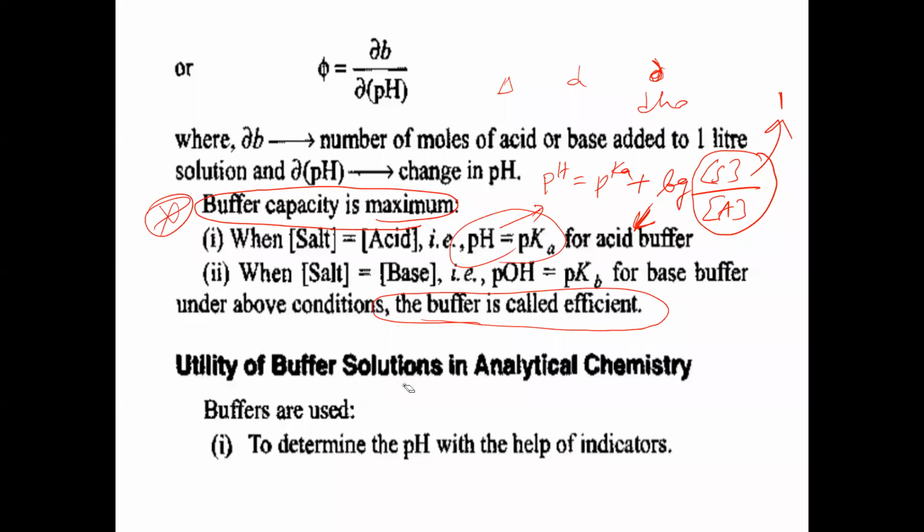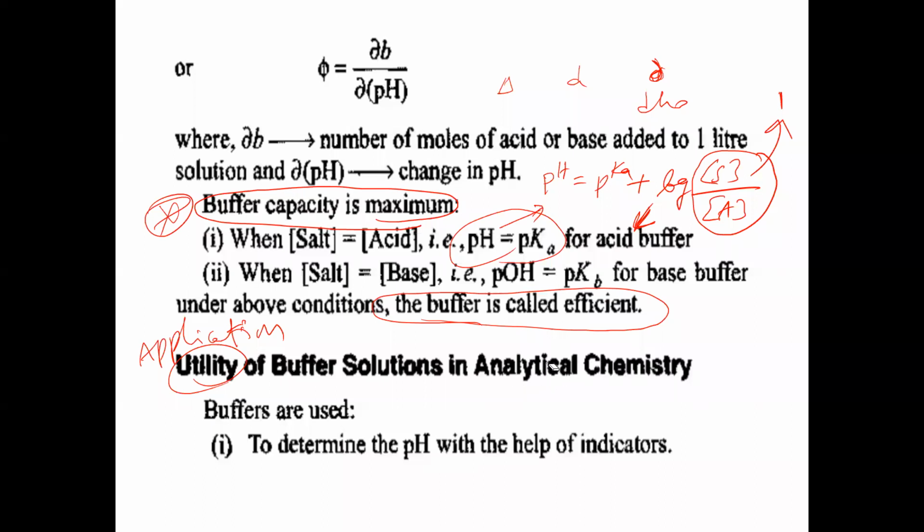Next, utility of buffer solutions in analytical chemistry. Utility means usage or application. Analytical chemistry means finding out which cation is present and which anion is present in a given unknown salt. In an unknown solution, how much quantity of solute is present, or what the density of the given solution is. If you calculate these, that is called analytical chemistry. All these calculations come under analytical chemistry.